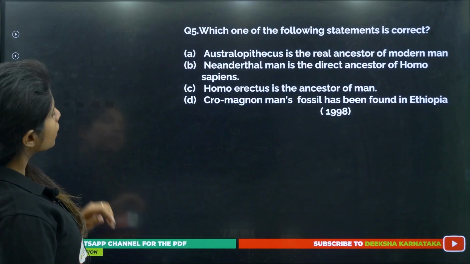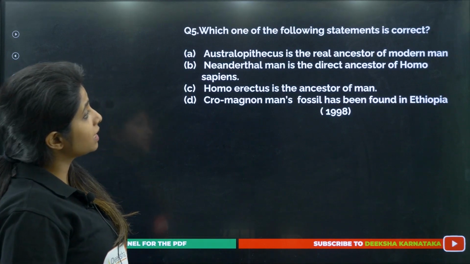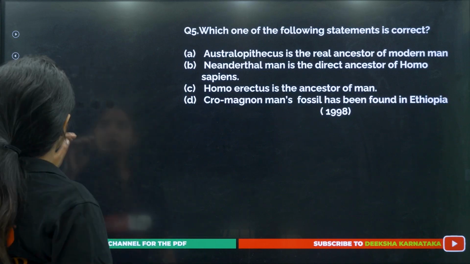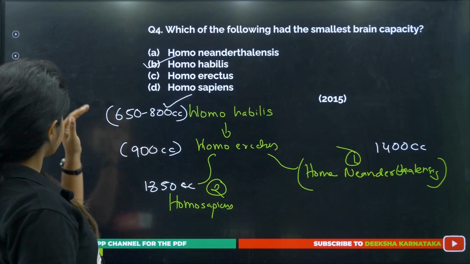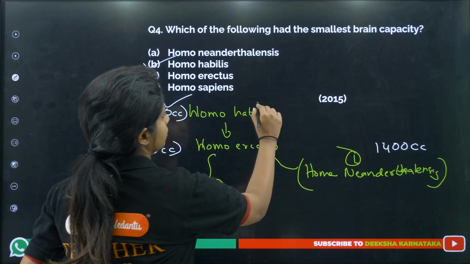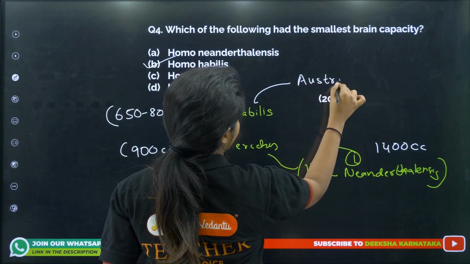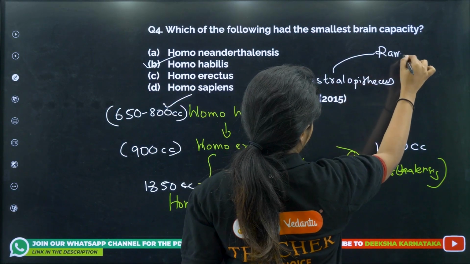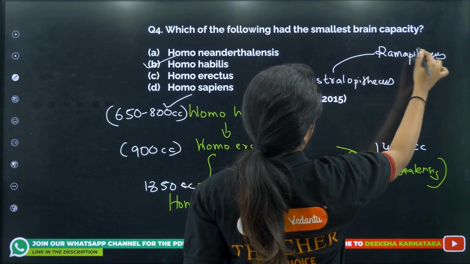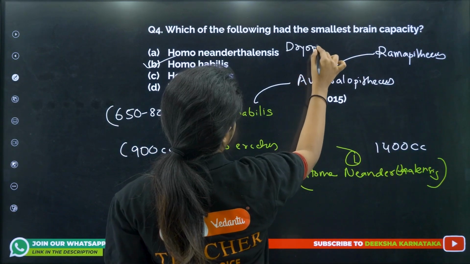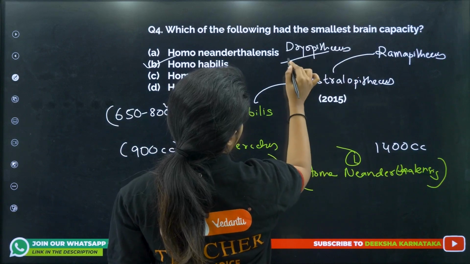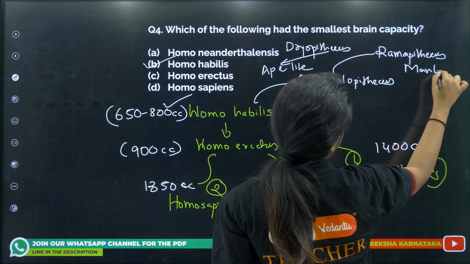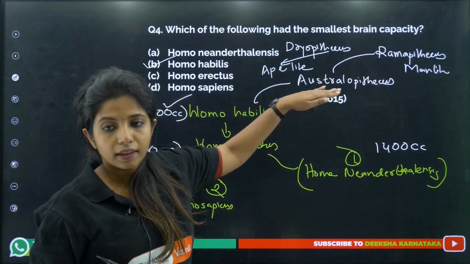Going ahead. Fifth question, which of the following statements is correct? Australopithecus is the real ancestor of modern man. We'll go back to this chart. Before Homo habilis you had Australopithecus. Before that you had Ramapithecus, along with it Dryopithecus. They were more ape-like and these were more man-like. So this is how everything has evolved.